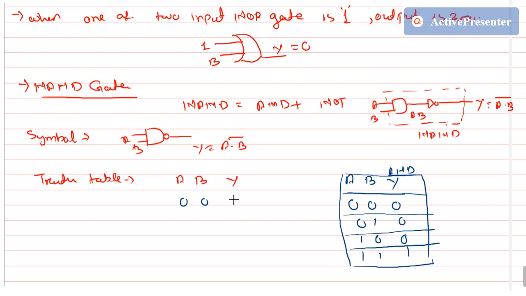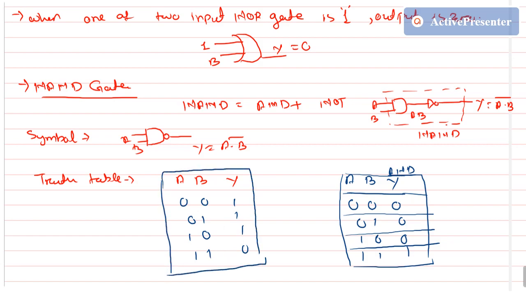For 0 0, the output is 1. For 0 1, the output is 1. For 1 0, the output is 1. For 1 1, the output is 0. So it is just the opposite of your AND gate. Okay.